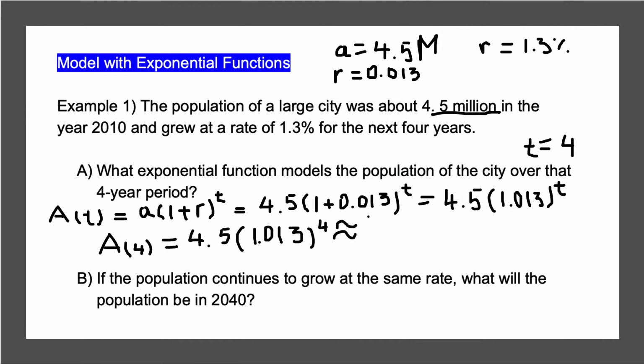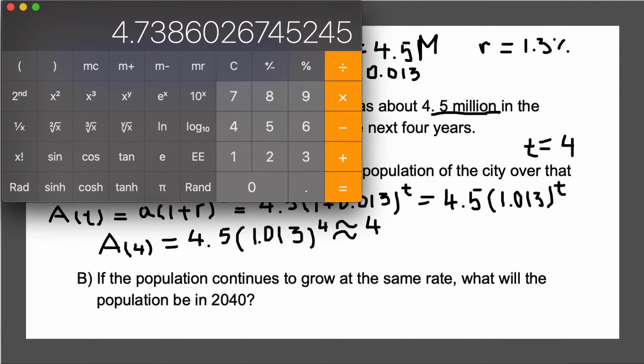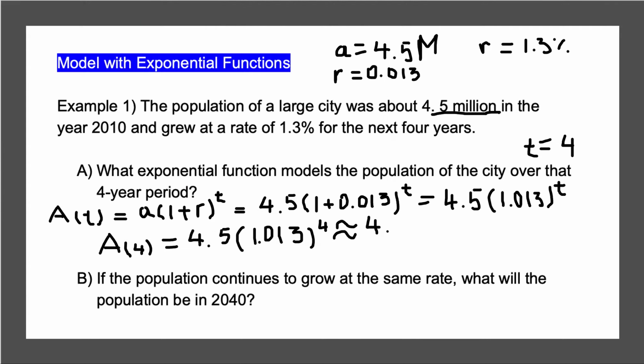So it's going to be around 4.74 million people. This is how many people are going to live in the city after 4 years.